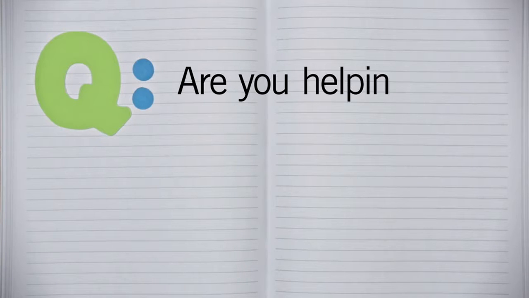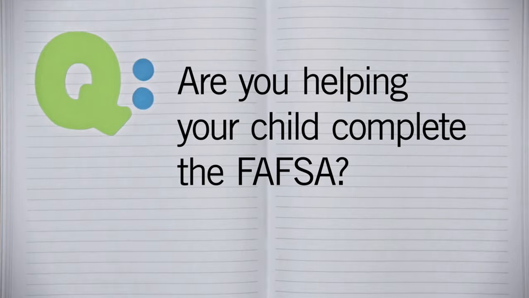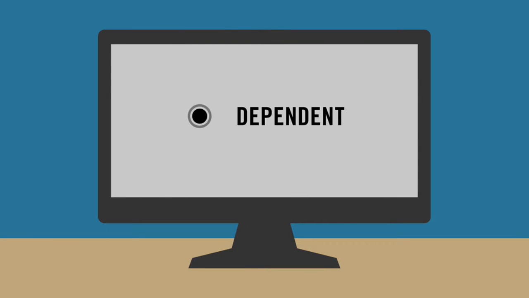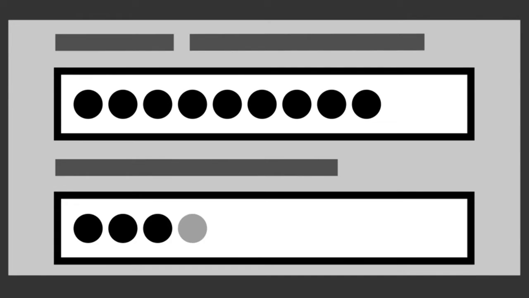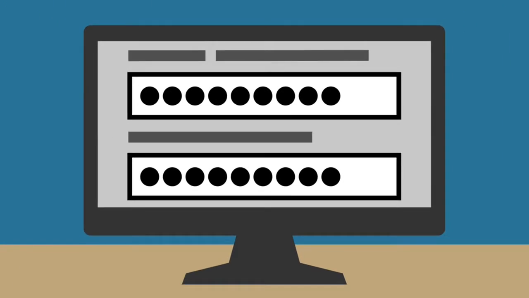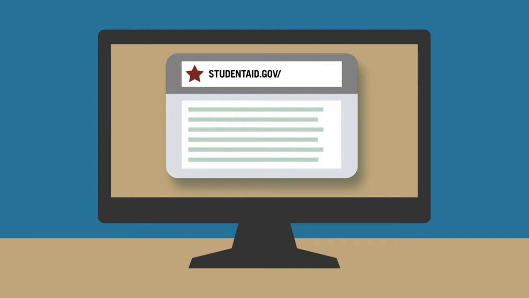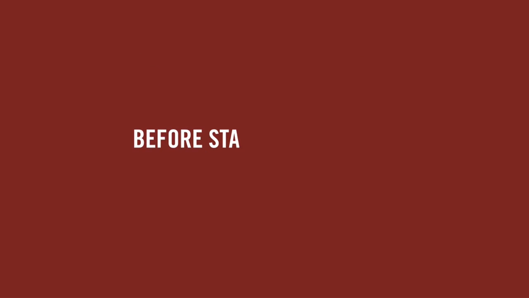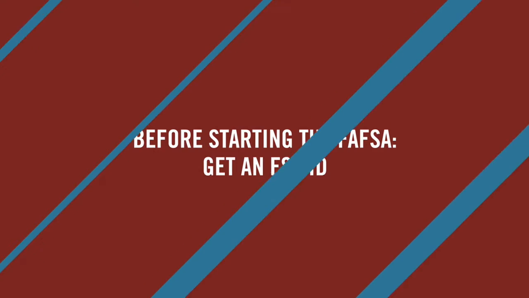It's time for your child to complete the Free Application for Federal Student Aid, or FAFSA. The FAFSA is the student's application. But if your child is considered dependent, you will have to provide some information and sign it as well. If you aren't sure if your child is considered a dependent student for the FAFSA, go to studentaid.gov/dependency to learn more.